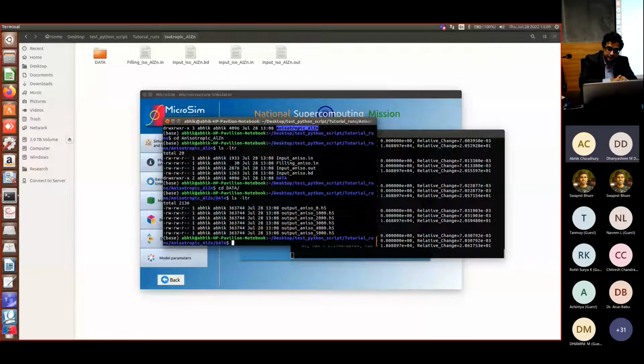Swapnil, time. What's the time in the brochure?